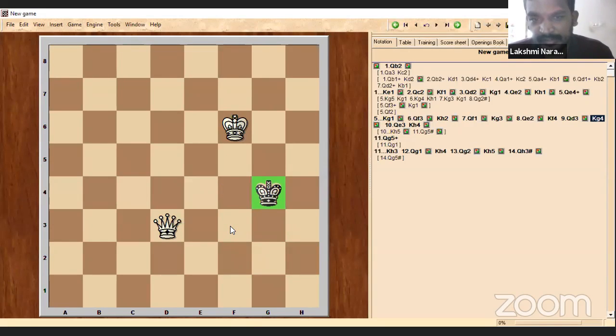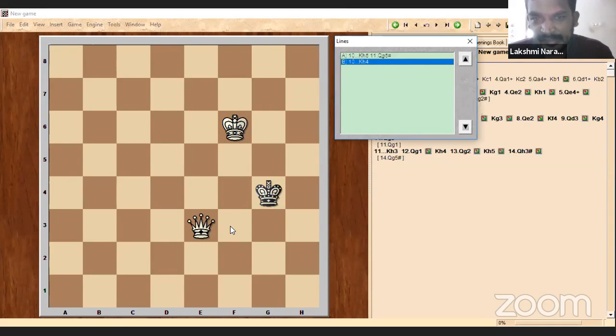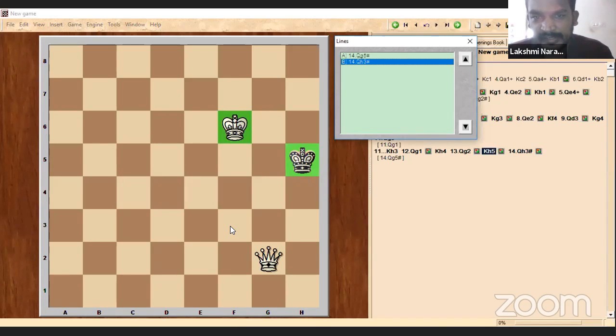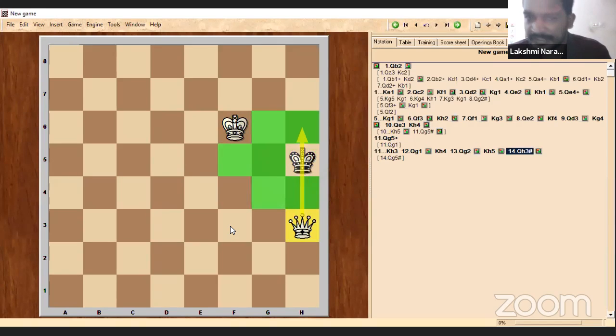Then if he goes king to g4, we will play queen e3. And after he plays king h4, we will use the idea, okay, of triangle. So queen g5, king to h3, queen to g1, king to h4, queen to g2, king to h5, and finally queen to h3. So this is a perfect coordination, piece coordination. Okay, without using the support of the king, we are able to mate.